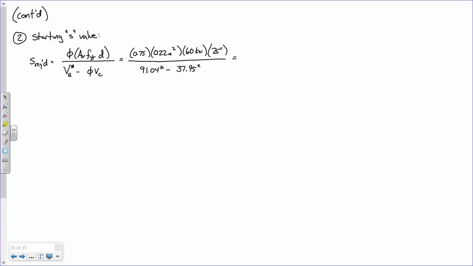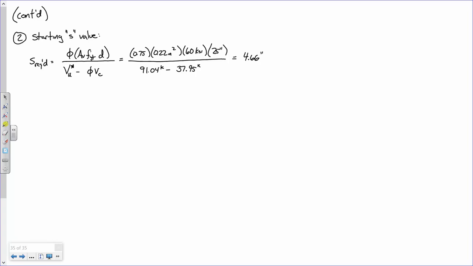Okay. So let's plug and chug. Tell me what you get. I heard 4.66. Is there a second on that? Okay. 4.66 what? Inches. Yeah, this is a stirrup spacing. Now, is everybody okay on this?